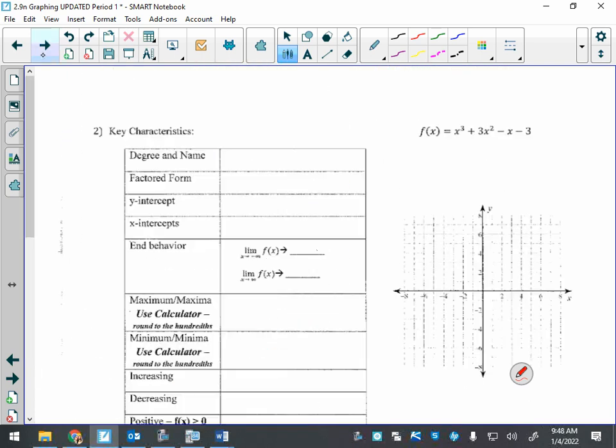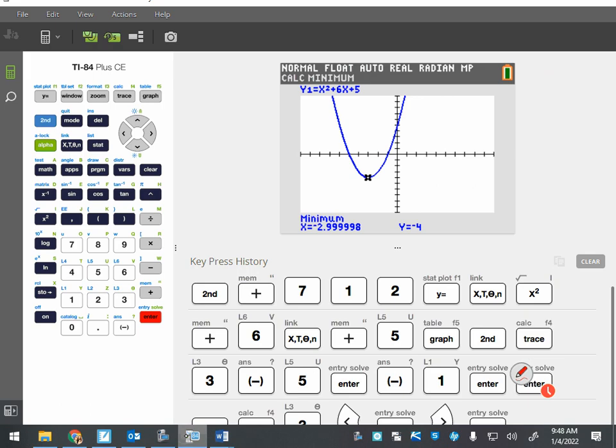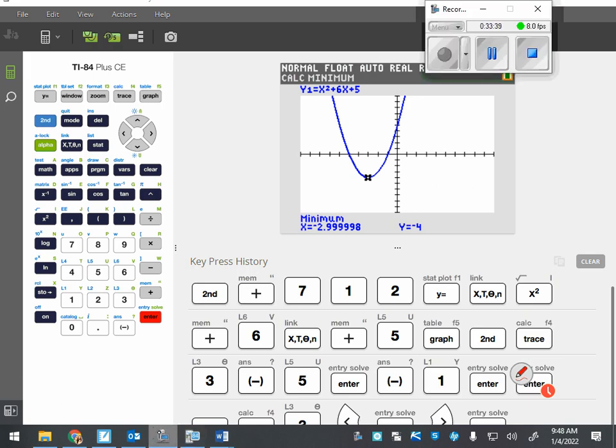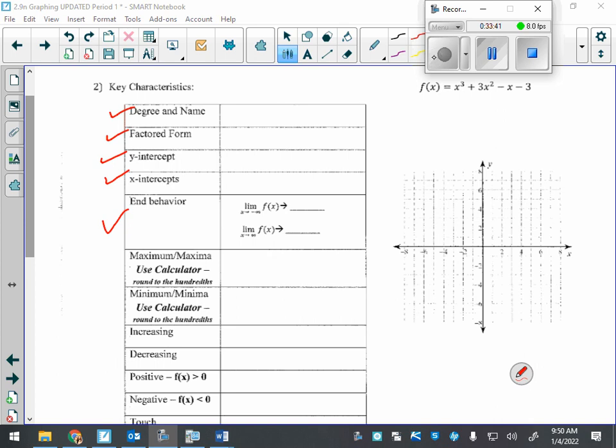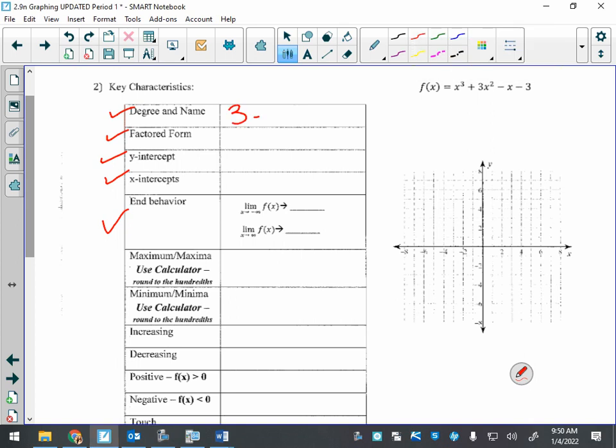All right? So we're going to try a few more. For this next one, I want you to find the degree and name, factored form, y-intercept, x-intercepts, and end behavior. We'll do the max and min together. Go ahead. All right. What is my degree and name? David? Cubic. Perfect. What is factored form?